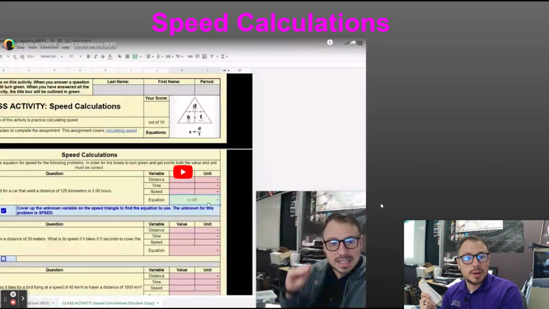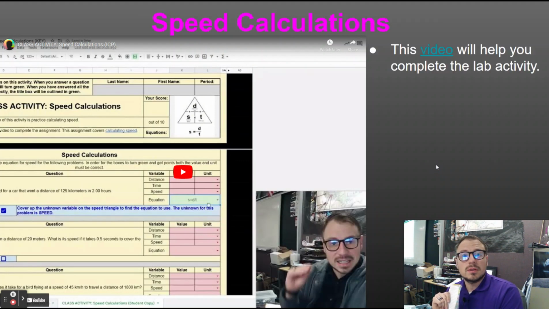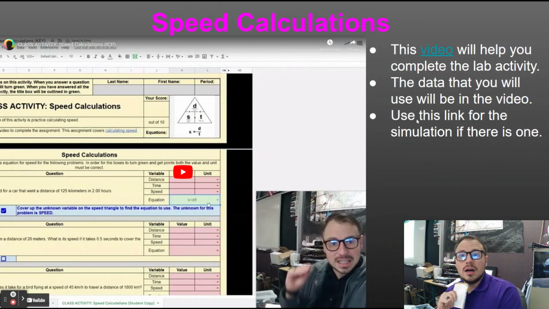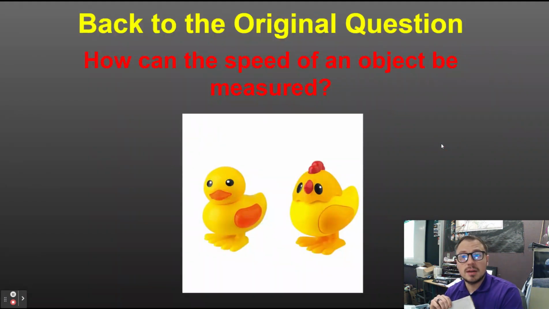So those are the 3 kinds of problems you can have. Yeah, the numbers can change, the units can change, but that's it. You can either calculate speed, distance, or time. So you can see here, we did do a class activity. This was speed calculations, when we got practice calculating speed, distance, and time.